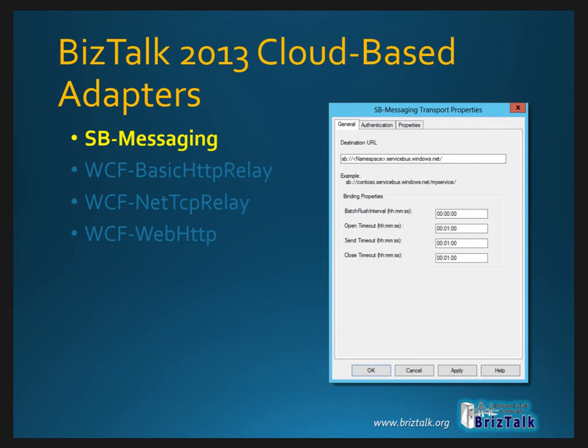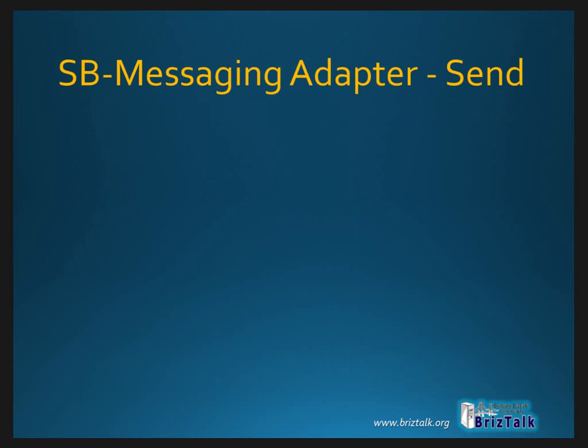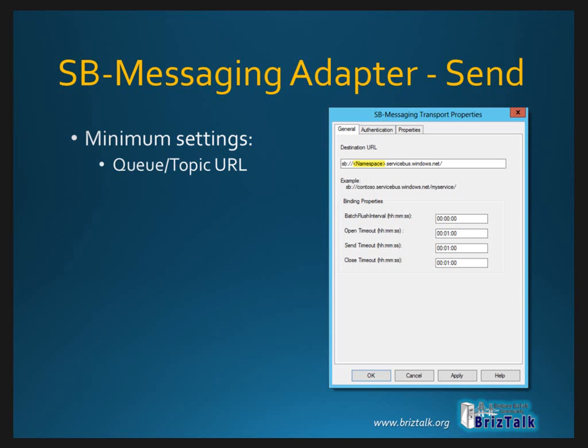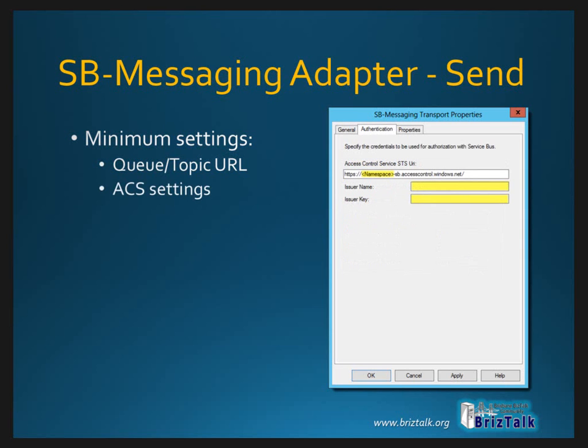All you need at a minimum is the URL and the ACS details for authentication. There are also some additional properties that enable you to control how the message properties are written or promoted to the BizTalk message context. Let's look at the send adapter first. In this mode, the minimum settings are the URL to the Service Bus resource, which you specify on the first tab, and the ACS namespace and credentials used to authenticate to the resource.